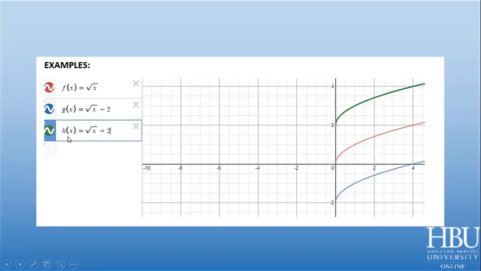If I define h of x to be the square root of x plus 2, I'm going to take the red graph, square root of x, and shift it up 2 units. So the point (0, 0) on the graph of f would be shifted up 2 units to the point (0, 2) on the graph of h, the green graph. The point (4, 2) on the graph of f would be shifted 2 units up to the point (4, 4) on the graph of h. Vertical shifts, I think, work very intuitively.